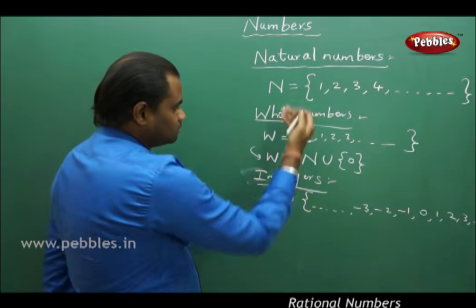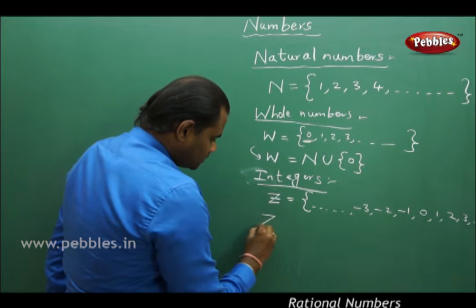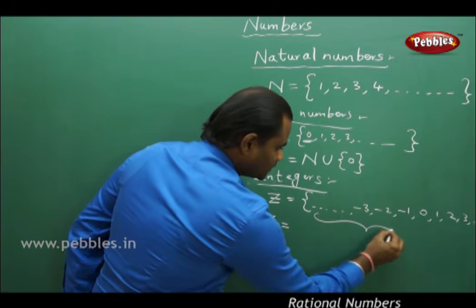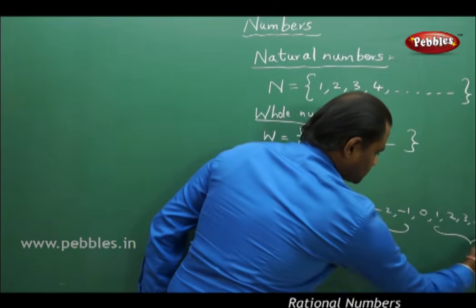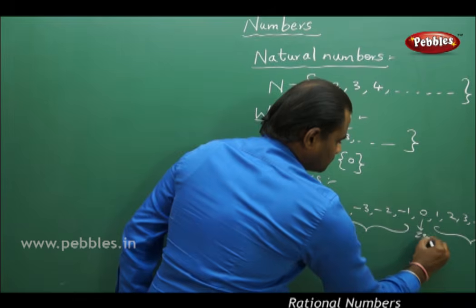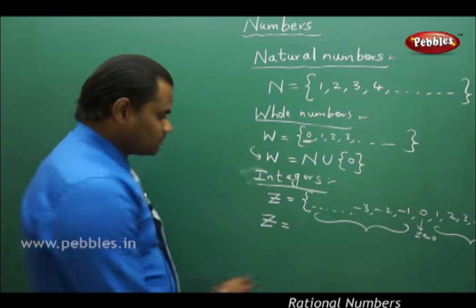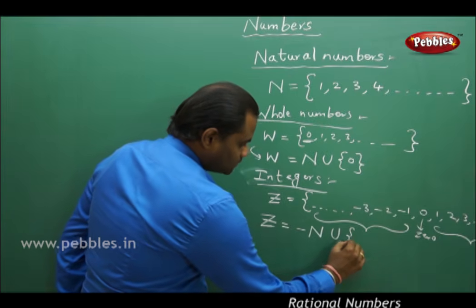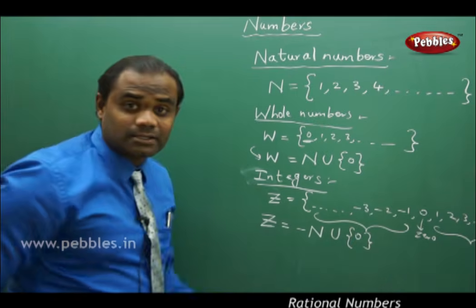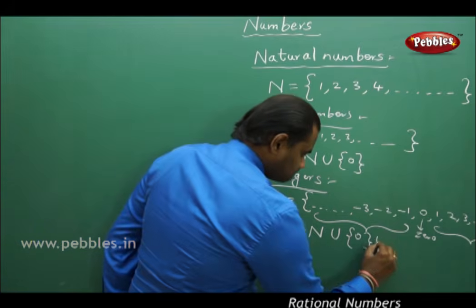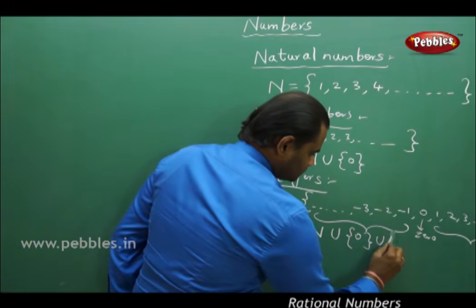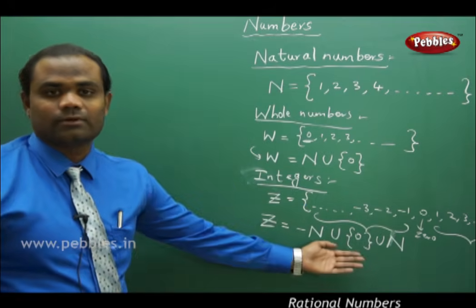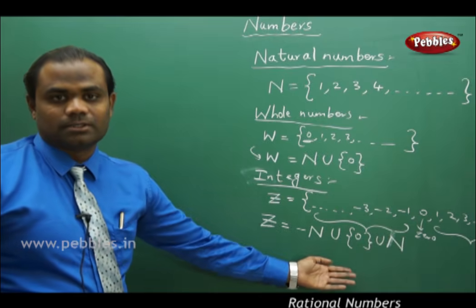What do you understand from all these three? I can denote the integers with respect to natural numbers: these are the negative natural numbers and these are the positive natural numbers including 0. So I can define the set of integers as the negative natural numbers, union the element 0, which is taken as a special case, and then the positive natural numbers. This is the set of integers which we define in the number system.